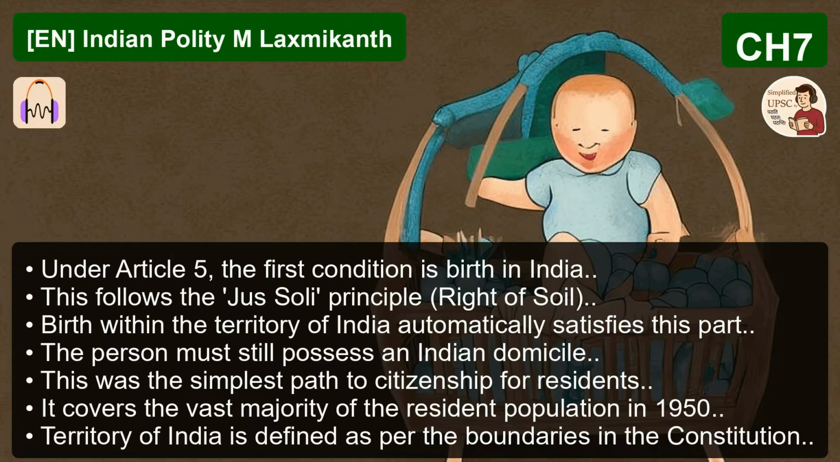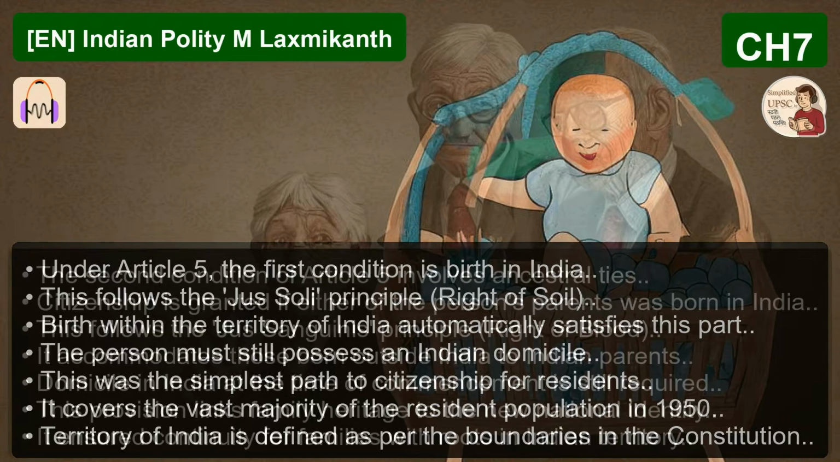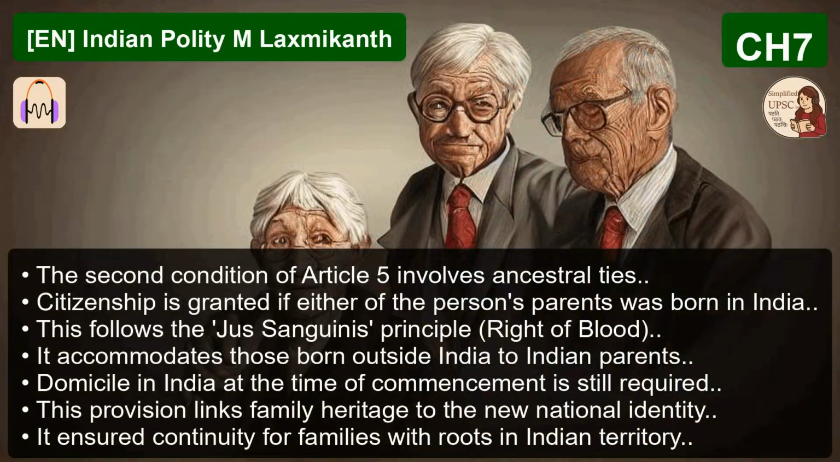Let's start with that foundational pillar then, Category 1. Citizenship by domicile, which is defined in Article 5. Now, this article sets the general rule for anyone who was already on Indian soil and intended to make it their permanent home. But the core technical concept here is domicile. What exactly did the Constitution mean by that? How is it different from just residence?